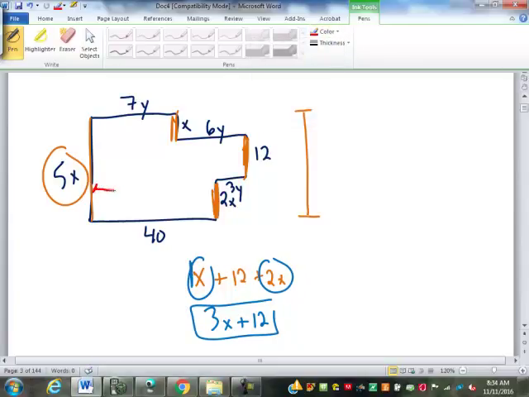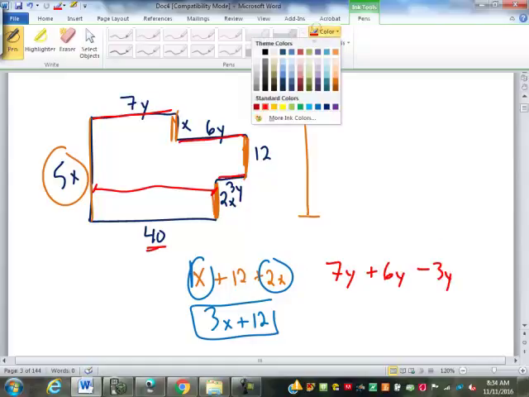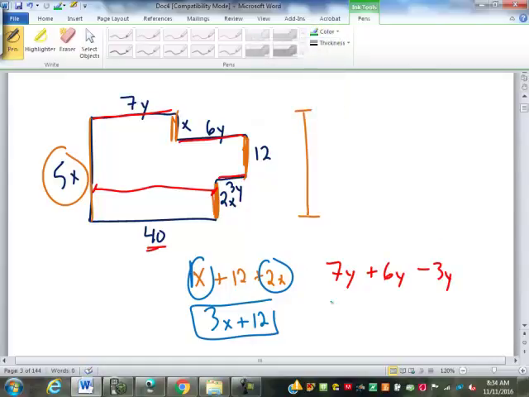Now up here, I want to express the distance from here to here. Now I know it's 40, but is there another way I can express that distance? Well, I could do this plus this minus that, couldn't I? So that would be 7y plus 6y minus 3y. I can combine those as well. 7y plus 6y would be 13y. Minus 3y would be 10y.